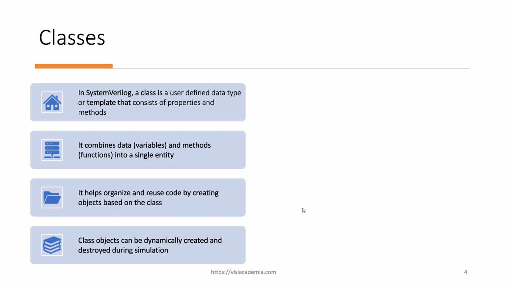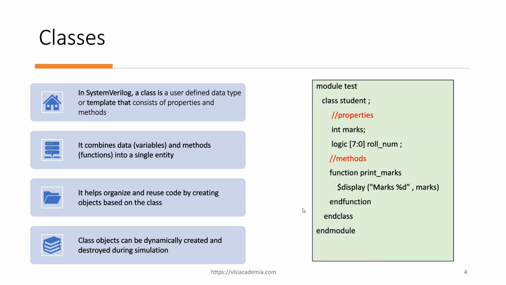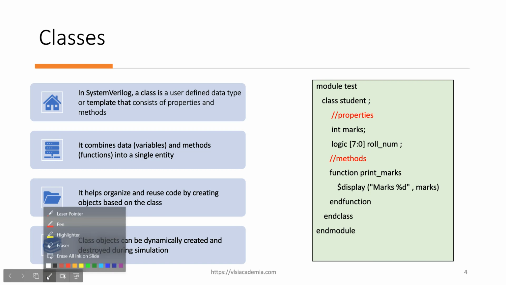Now, how to define a class in SystemVerilog? Here I have first defined module test. Let me bring the pointer. So this is our module test. Here we have defined the name of the class. Suppose we want to create a class for student, we have defined the name of that class as student. Now we need to define the properties it contains. So it can have marks, roll number, or any other things which are needed.